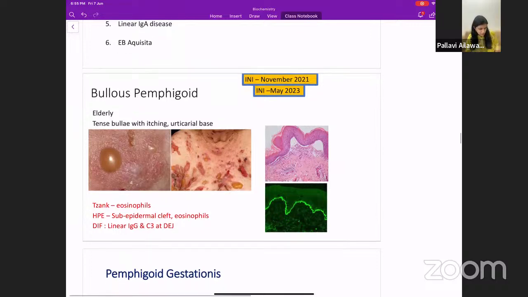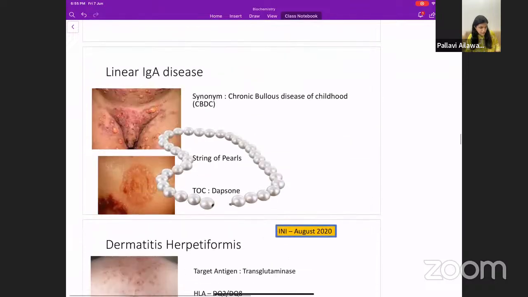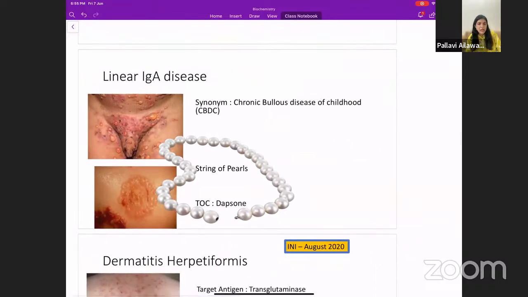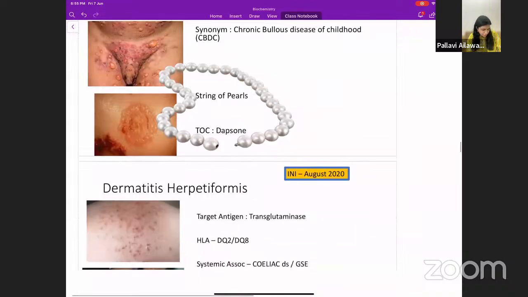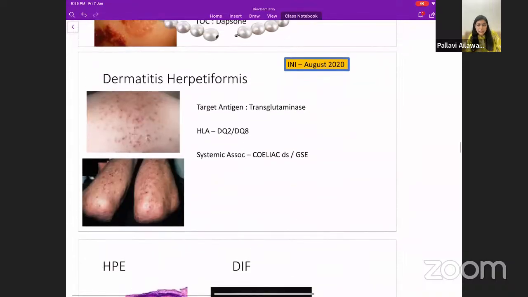Then amongst the vesicular-bullous disorders, another very important disease is linear IgA disease, which is generally seen in children, called chronic bullous disease of childhood, where you get the typical string of pearl appearance, and treatment of choice is dapsone. Okay, and a very favorite of all examiners, has been asked multiple times across exams, is dermatitis herpetiformis.